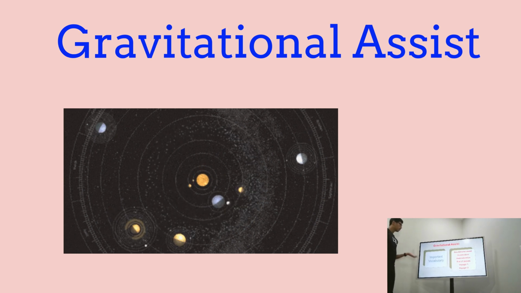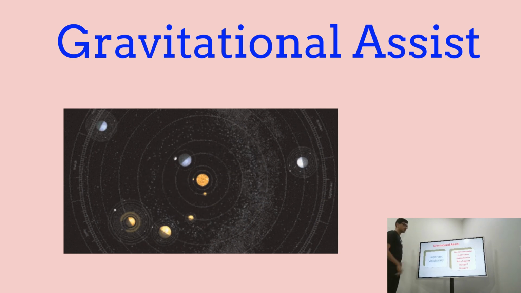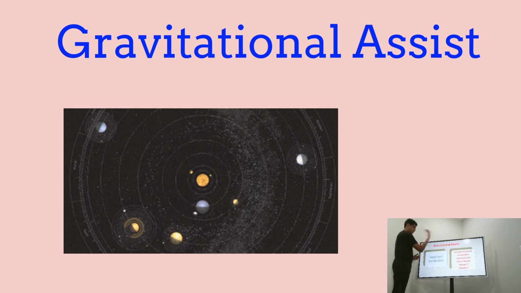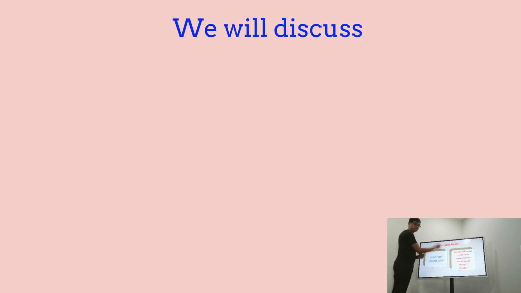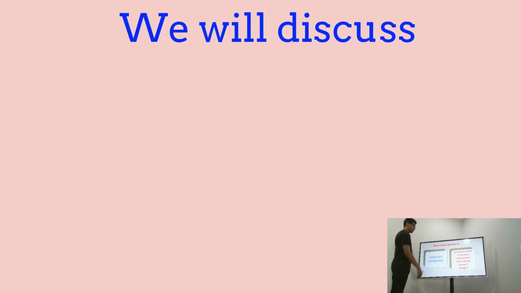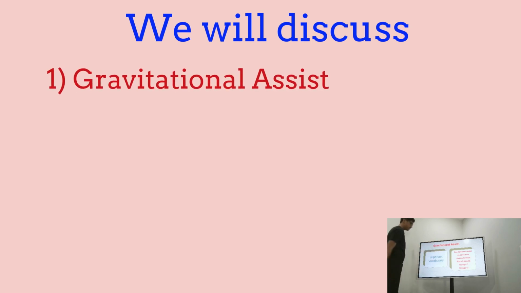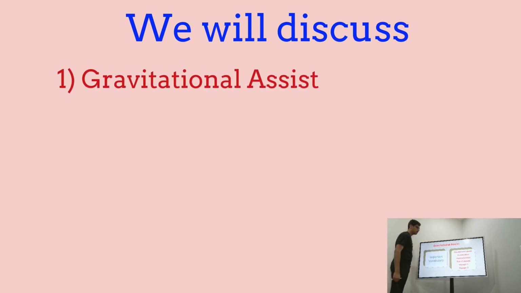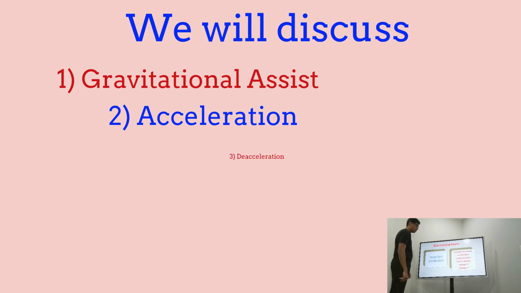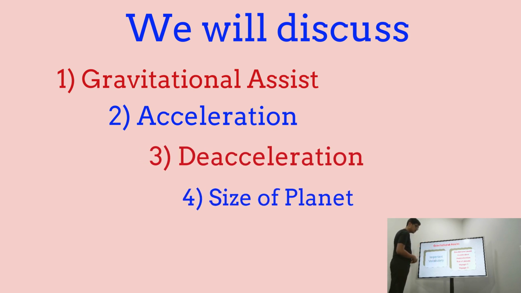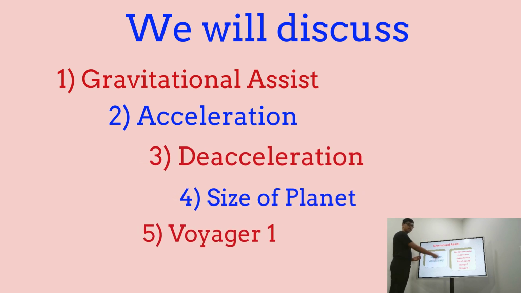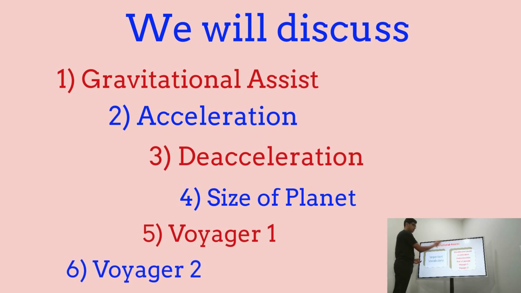What I'm first going to be going over are some important key terms that are listed over here. These are all the key terms that we're going to be going over throughout the whole video. We first have gravitational assist, then we have acceleration, deacceleration, size of planets, Voyager 1, and we also have Voyager 2. So these are going to be our main keywords throughout the whole video. Let's get started with what gravitational assist is.